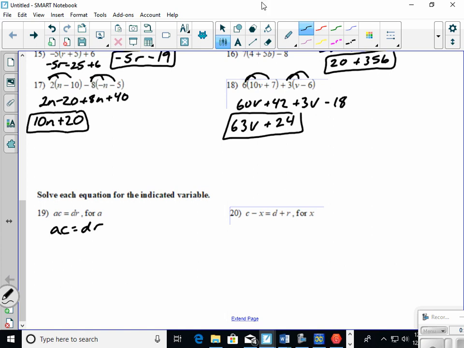So right now it's a times c. So to move the c to get the a by itself, we're going to have to divide both sides by c. We're going to end up with a equals br divided by c. Once the a is all by itself, then we're done. We can stop.